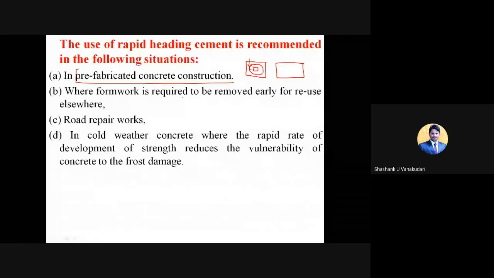So this rapid hardening cement you can use for road repair works also, because where the traffic congestion is too high you need to complete the repair works quickly. So at that time, to get the early strength, we can use this rapid hardening cement.